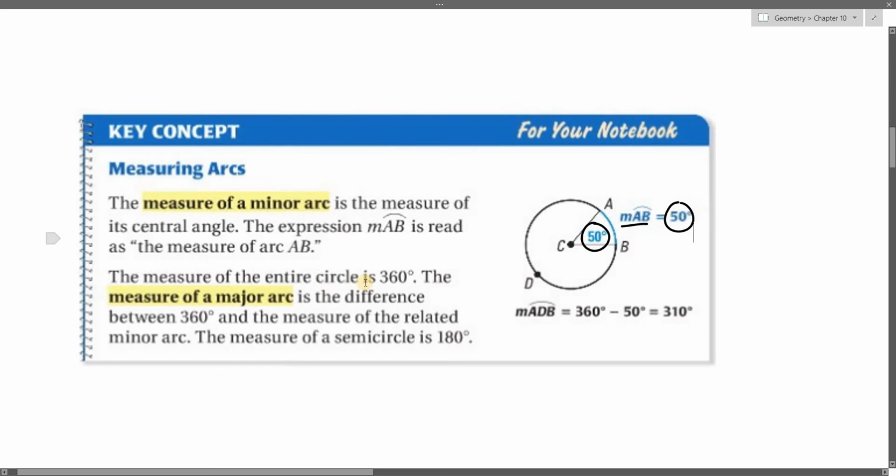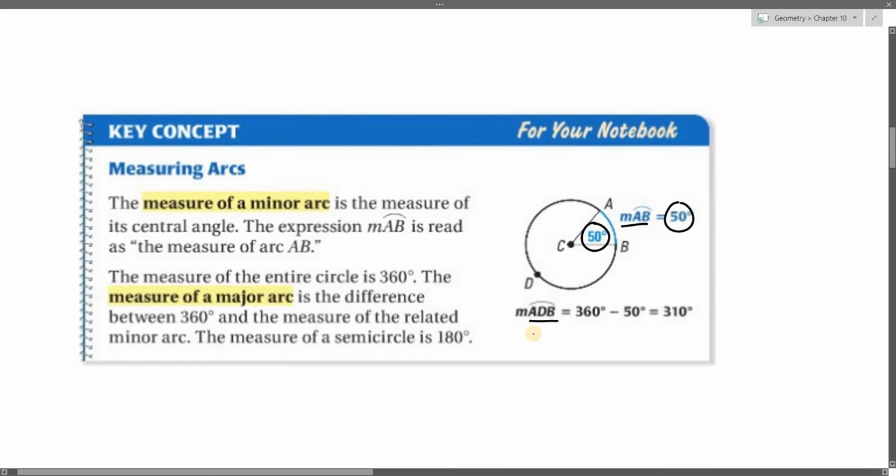The measure of the entire circle is 360 degrees. This is important. You can't forget that all the way around a circle there's 360 degrees. The measure of a major arc is the difference between 360 degrees and the measure of the related minor arc. The measure of a semicircle is 180 degrees. So down here at the bottom, you'll notice the measure of arc ADB, that they put 3 letters.